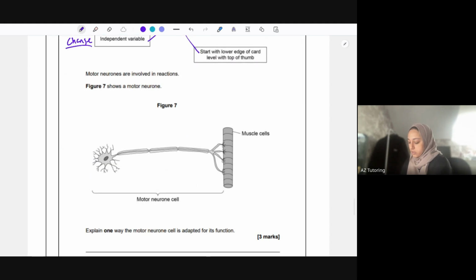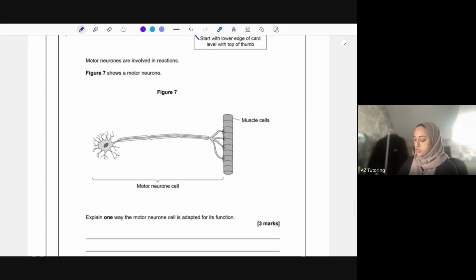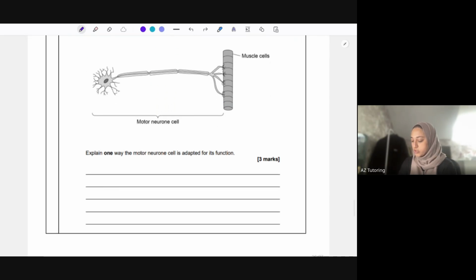Okay, so motor neurons are involved in reactions. Figure 7 shows a motor neuron. Okay, so there's the muscle cells and then there's the actual neuron. It says explain one way the motor neuron is adapted to its function. So there's a few different things that you could say, but just looking off the bat of that, it's quite a long cell, right? So that's 1 mark. So it's a long cell.